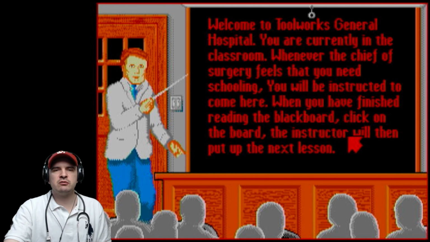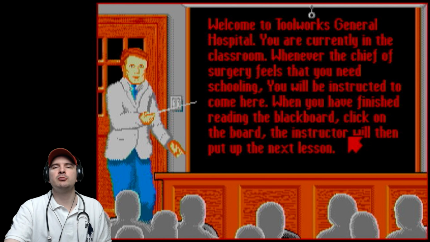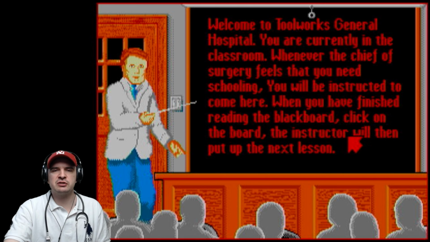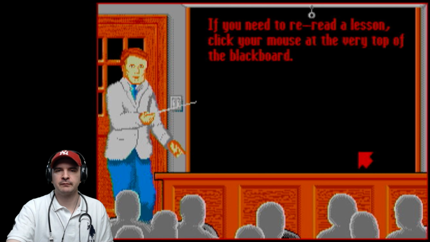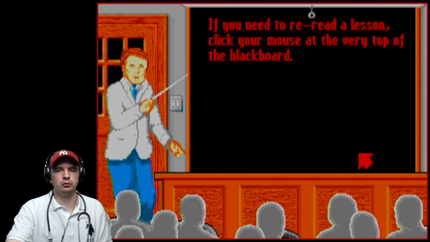Welcome to ToolWorks General Hospital. You're currently in the classroom. Whenever the Chief of Surgery feels you need schooling, you've been instructed to come here. When you have finished reading the blackboard, click on the board. The instructor will then put up the next lesson. If you need to reread a lesson, click on the mouse at the very top of the blackboard.